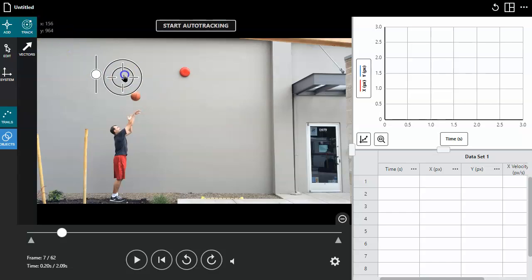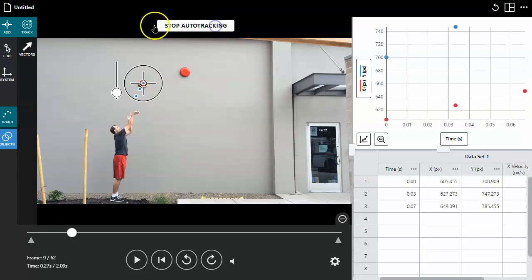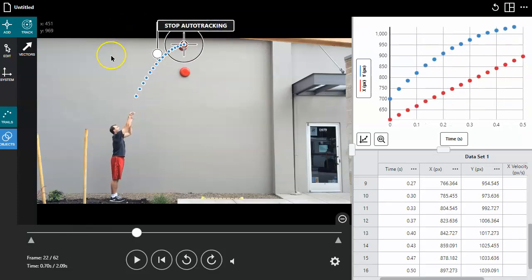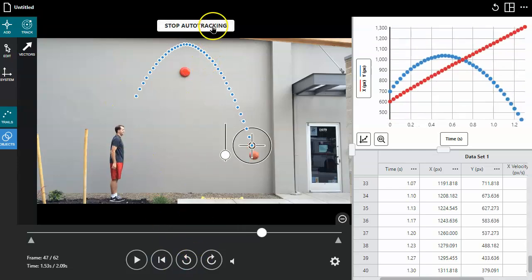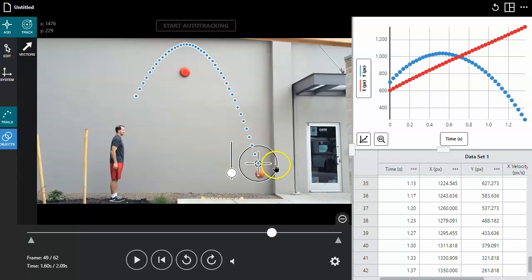Next, I'm going to help the software know where the basketball is, to track it. So I'm going to put this little target where the basketball is, right there. And then I'm going to start the auto tracking. This will allow the software to track the basketball and see where it is. I'm going to stop it right before it hits the ground, because once it hits the ground, it's no longer projectile motion, because there are other forces acting on the basketball.